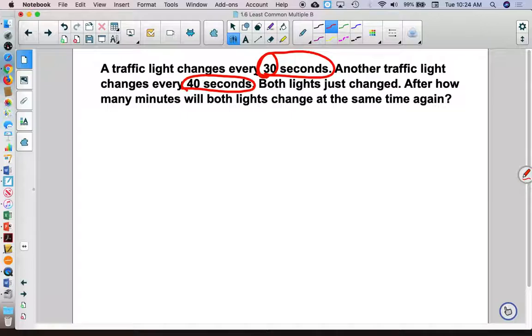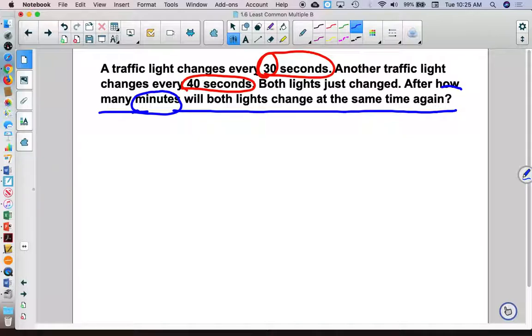What is the question you're being asked? How many minutes will both lights change at the same time again? I'm going to circle minutes because that's important, because it's not in seconds. Your final answer can't be in seconds. Good job. Okay, so what do I need to know? Am I looking for a greatest common factor or a least common multiple? LCM. I want the LCM between 30 and 40.